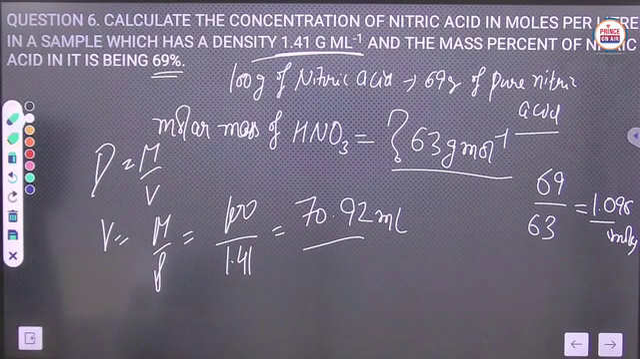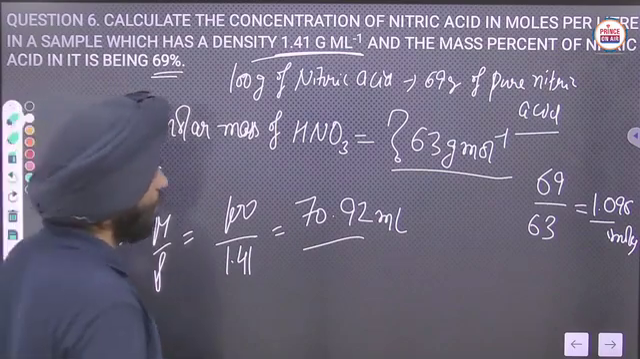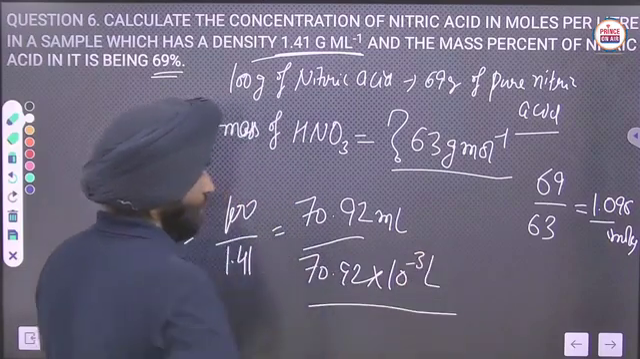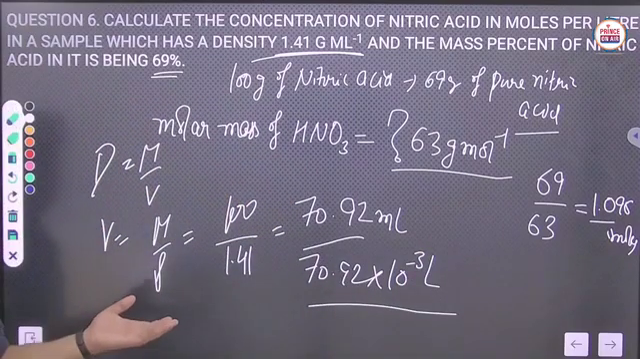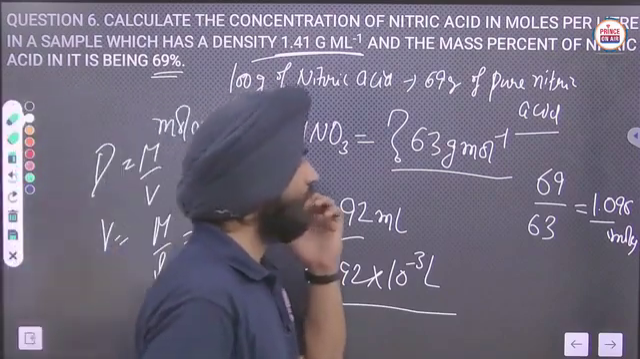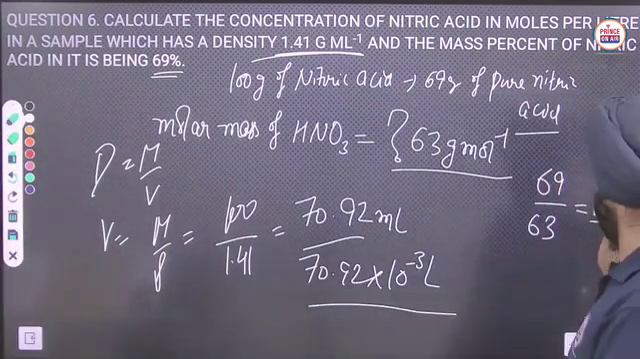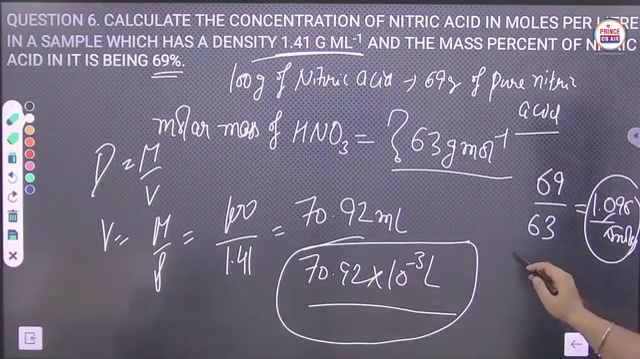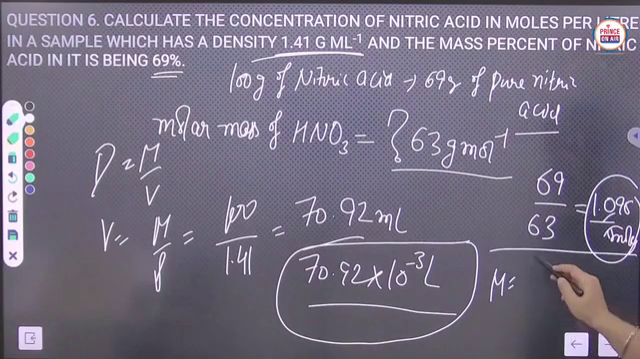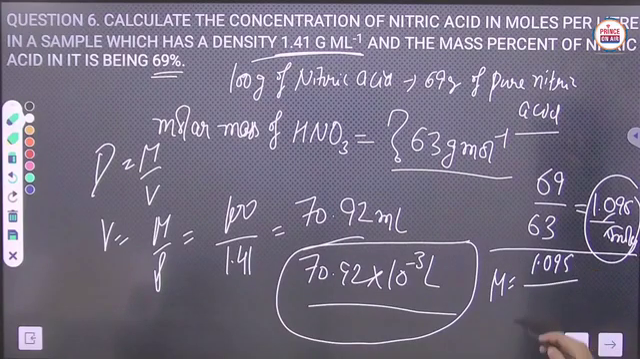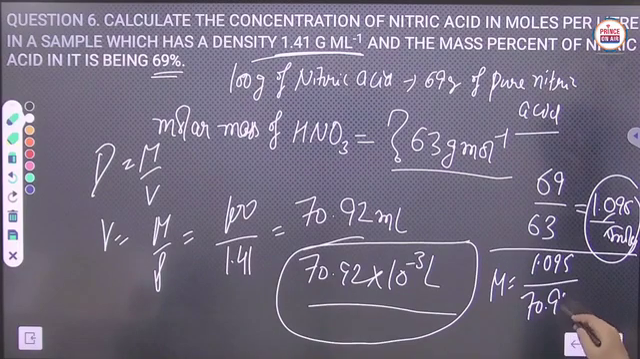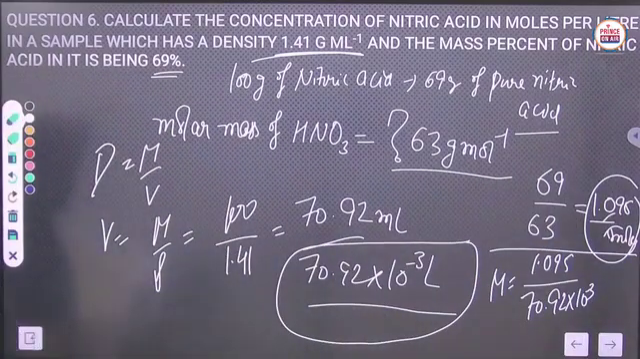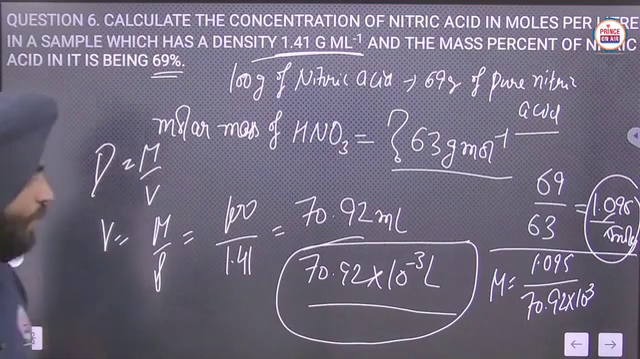Can you convert it into liters? 70.92 into 10 raised to the power minus 3 liter. Now we have converted it into liters. Now we have to calculate the molarity here: number of moles of solute upon the volume of solution. So molarity comes out to be 1.095 upon 70.92 into 10 raised to the power minus 3. You can solve that value, and the answer comes out to be 15.44.